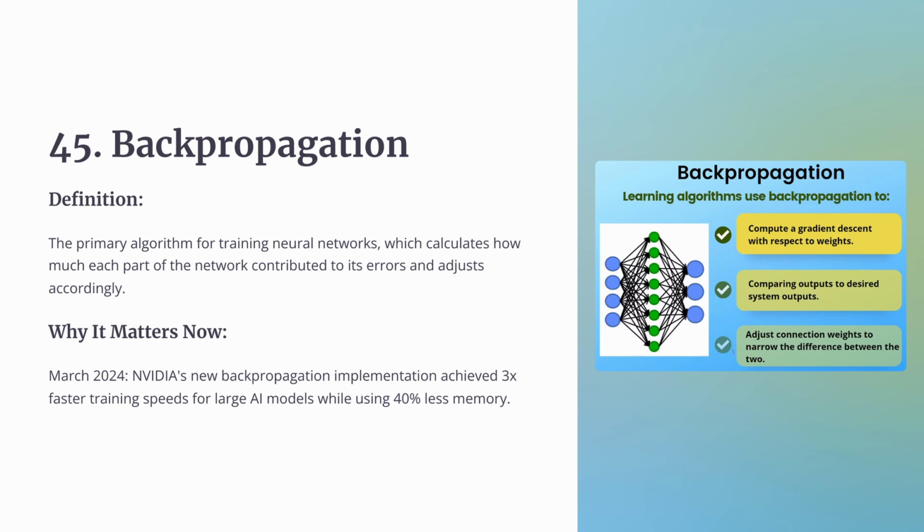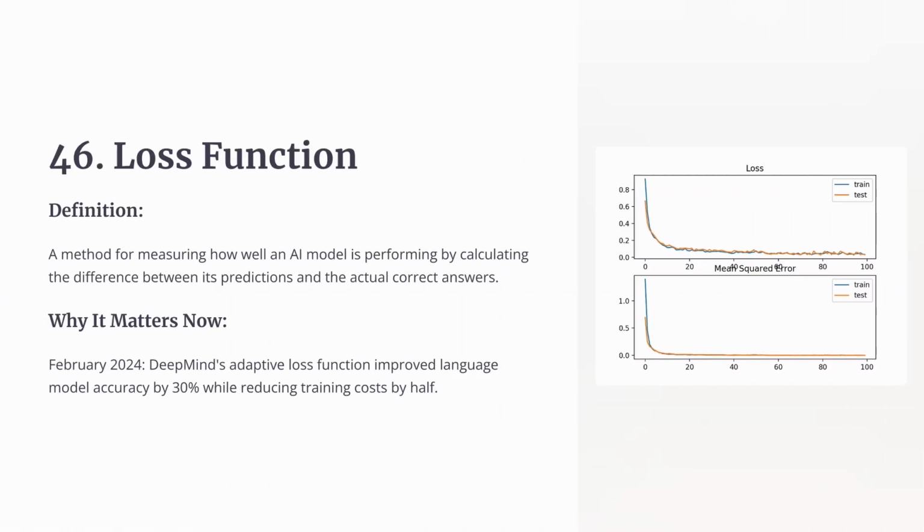A loss function is a method for measuring how well an AI model is performing by calculating the difference between its predictions and the actual correct answers. Think of this as a teacher's grading system. Just as teachers need to measure how well students are learning, AI needs to measure how well it's performing. DeepMind's adaptive loss function is like creating a smarter grading system that helps students learn twice as fast.